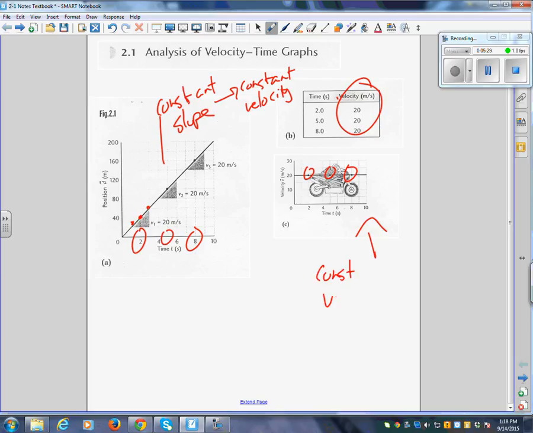Constant velocity. I thought this shape was constant velocity. Different graphs, exactly. Position time graph, right? Velocity time graph. Different graphs showing the same thing.